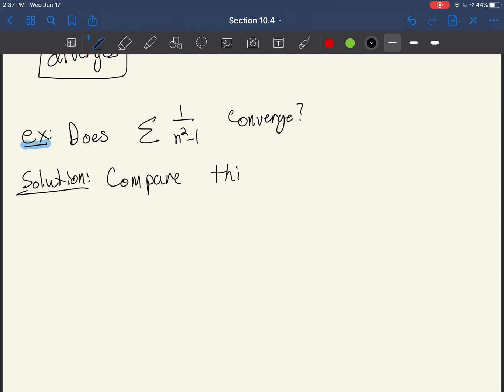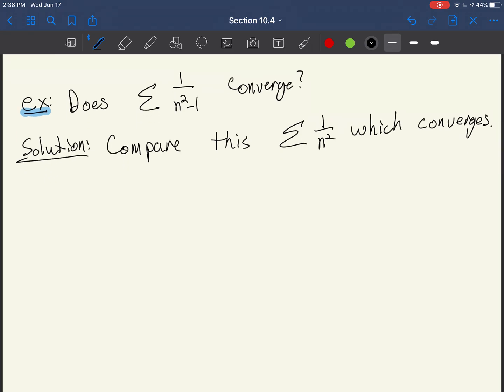So we want to compare this series to the summation of 1 over n squared, which converges. It's a p-series with p equals 2. So what we want to show is that 1 over n squared minus 1 is less than 1 over n squared. So let's try to do that. Well, we know that n squared minus 1 is less than n squared because we're subtracting off something. Take the reciprocal, we get that 1 over n squared minus 1 is greater than 1 over n squared.